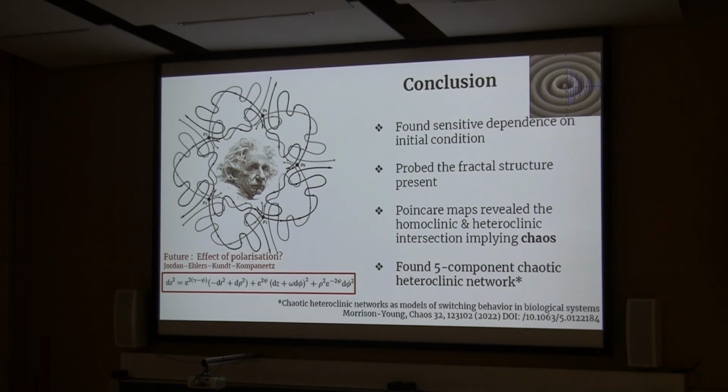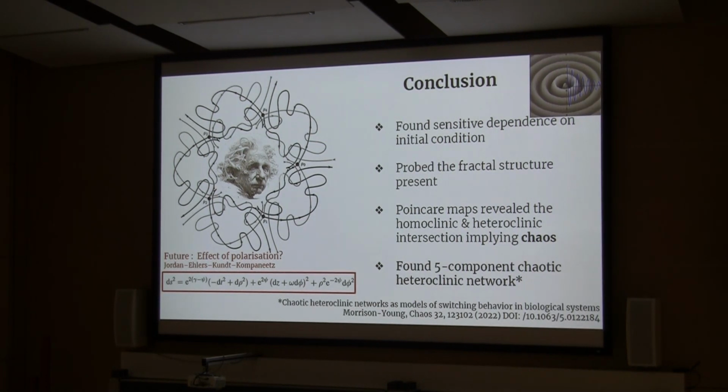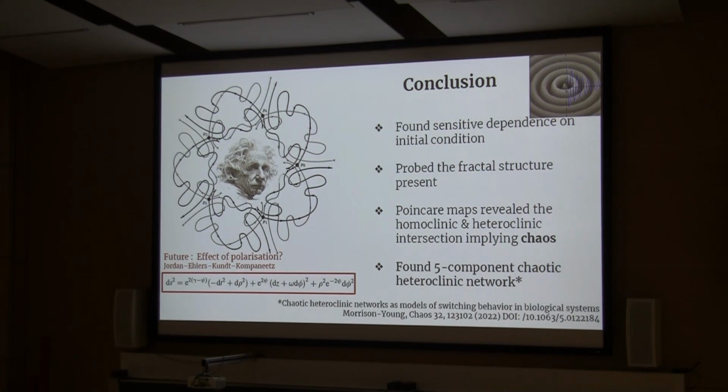So, in conclusion, I would like to say that we studied linearly polarized cylindrical gravitational waves, which are the Einstein-Rosen waves. We first found the sensitive dependencies, that if you change one of the parameters by a very small amount, you see a drastic difference.